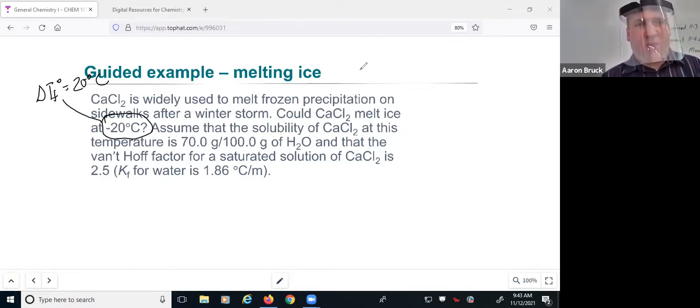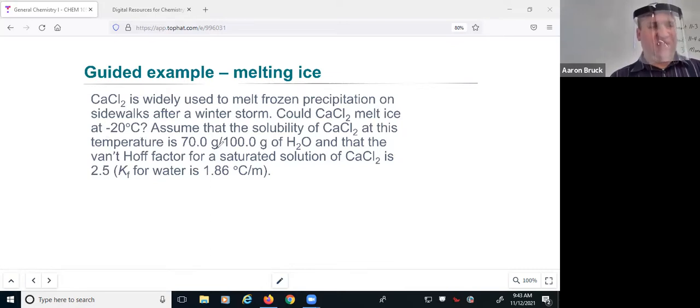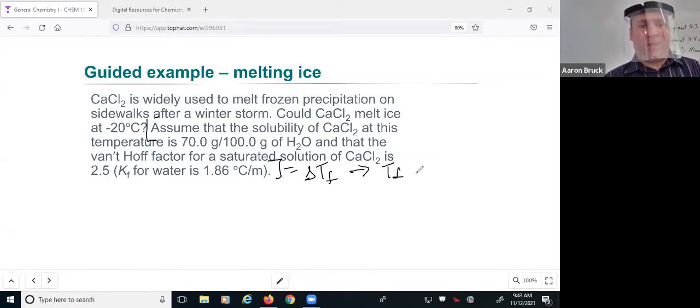The other way, though, the way that probably makes a little bit more sense, is let's take all of this information that we have and turn it into a freezing point depression, and then turn it into the freezing point of the solution, and we can compare it to the -20 degrees. And if the depression is greater than 20, then we know that the answer to the question ultimately is yes, it will.